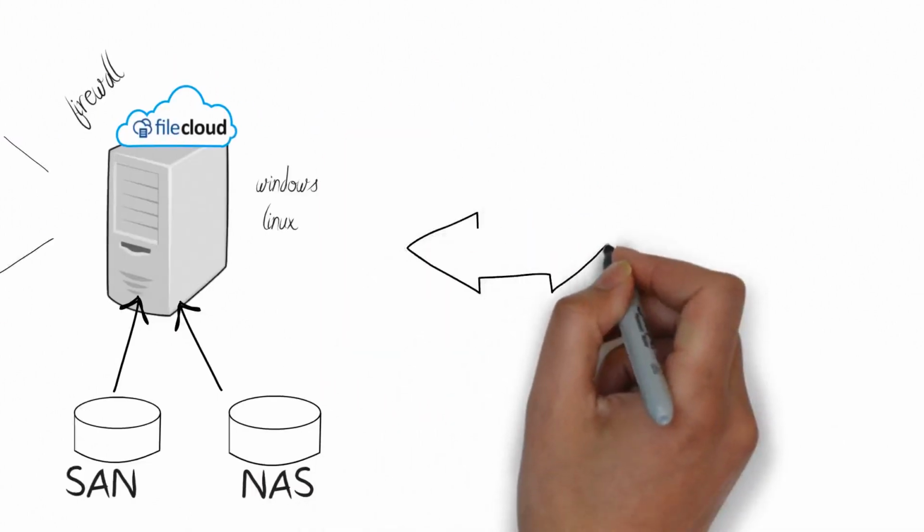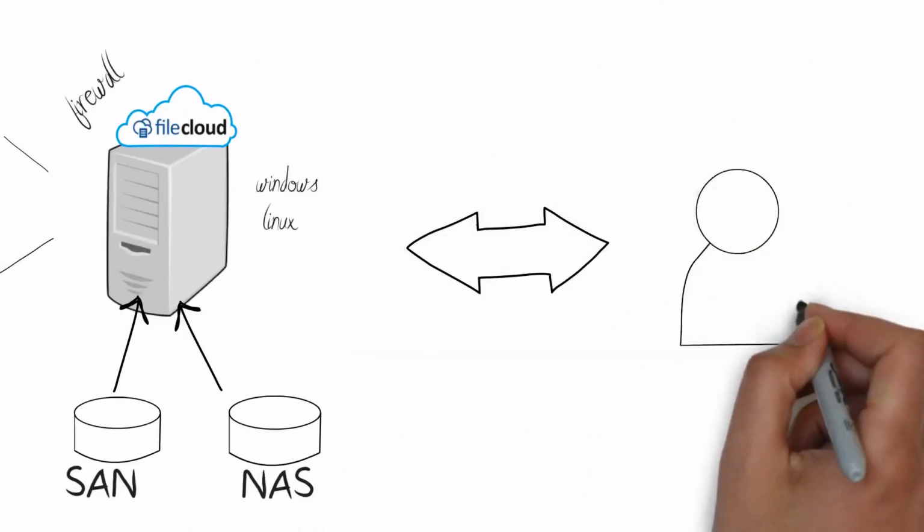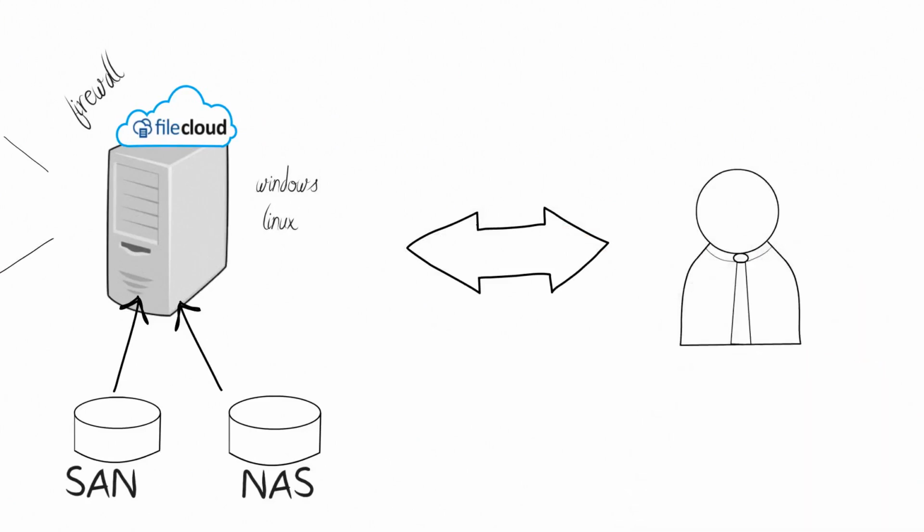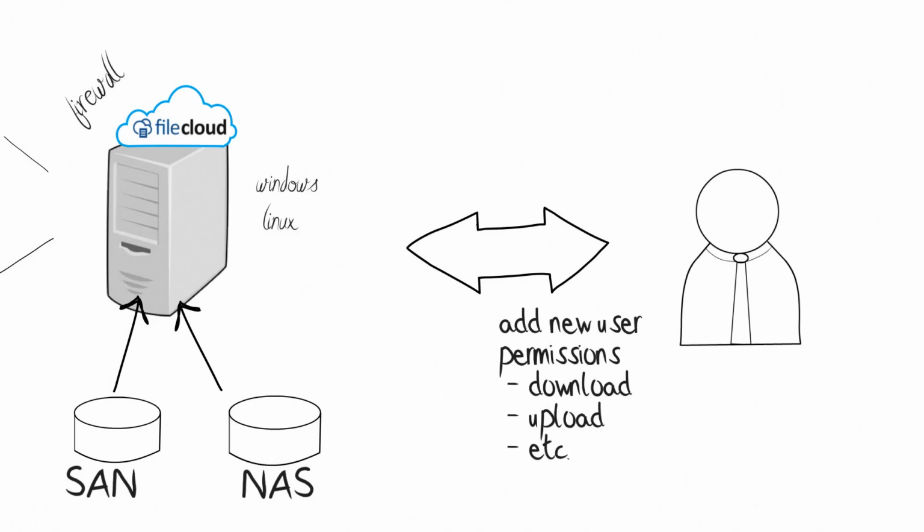Once installed, the administrator can use the FileCloud admin portal to configure the system. The administrator has privileges to add a new user and provide other user permissions such as download and upload.